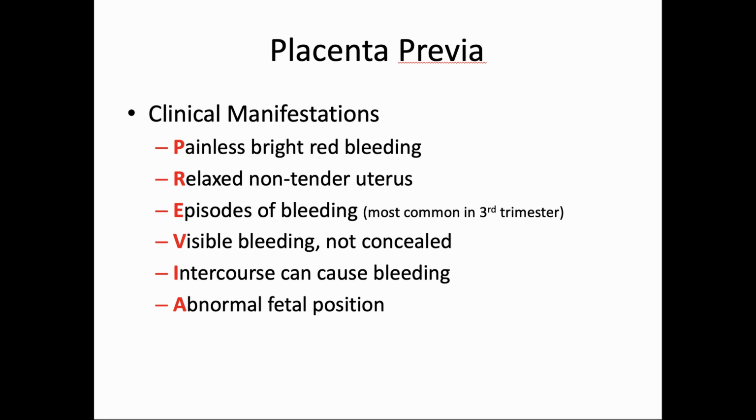And then abnormal fetal position. The baby can't really be head down because the placenta is where the head should be. So they tend to be more likely to be breech, transverse, or just a little off from where they should be.